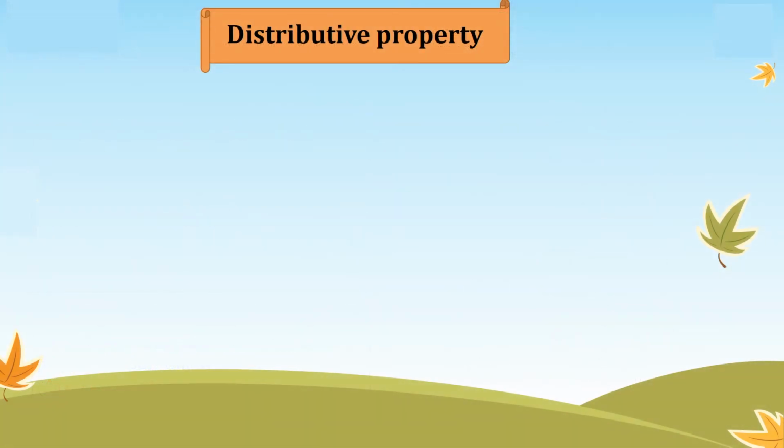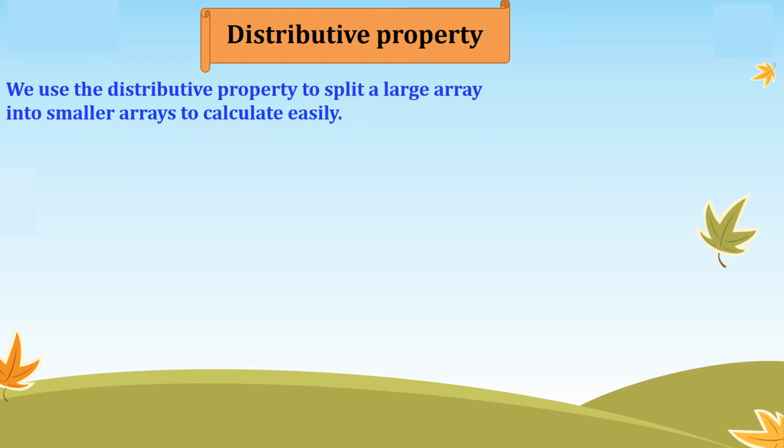Now let's discuss distributive property. We use distributive property to split a large array into smaller arrays to calculate easily. As we did on the last page, we divided, split, or cut the large array into smaller arrays to calculate the area easily. To know more, we will have an example here.